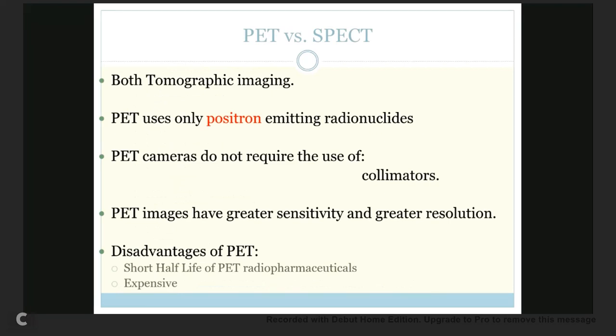There's a difference between PET and other tomographic imaging, but the PET uses only positron-emitting radionuclides. The PET camera does not require the use of collimators. The PET images have a greater sensitivity and greater resolution, but the disadvantage is that it has a short half-life for the radiopharmaceutical and it's very expensive.